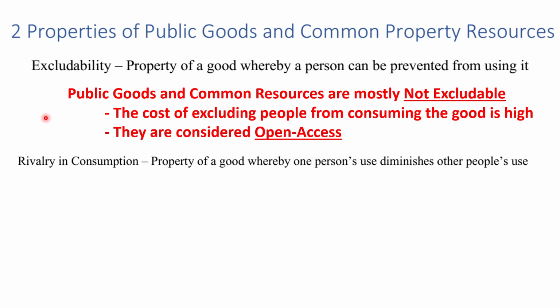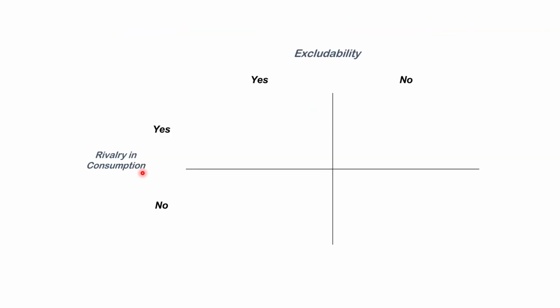And the second property of goods and services is the rivalry aspect of it. It's the property of a good where one person's use diminishes the other person's use. Let's put both of these properties into a matrix here, with columns yes and no. If we put it into four main categories, then every good and service that exists in our society can be categorized in one of these four. If something is excludable and also rivalrous, we call those private goods.